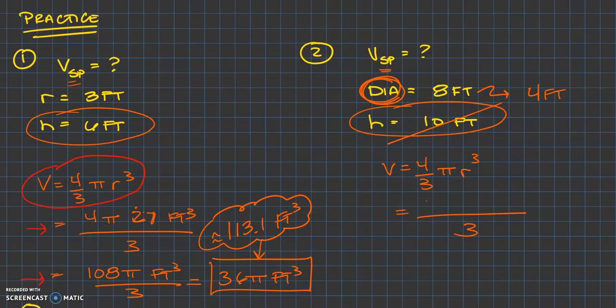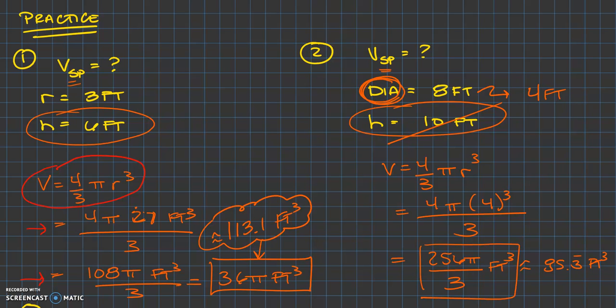So, as I rewrite this, that's going to be 4 pi times 4 cubed, all of that divided by 3. 4 cubed is 64. 64 times 4 is 256. So we've got 256 pi over 3, and that is going to be cubic feet. Now, if you divide 256 by 3, you get a non-terminating decimal of 85.3 repeating cubic feet. So this is really the best way to record the answer right there. Leave the 256 pi over 3.